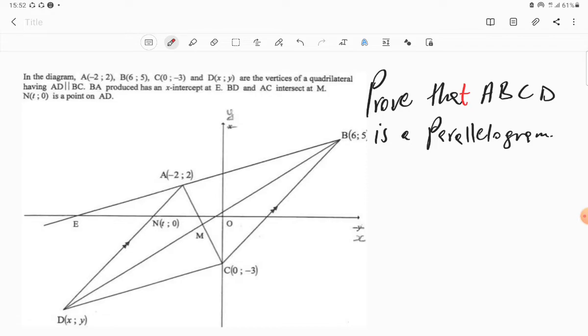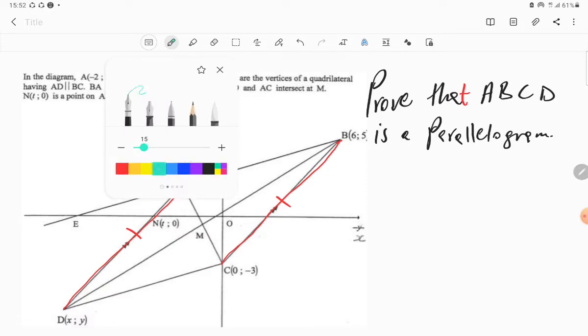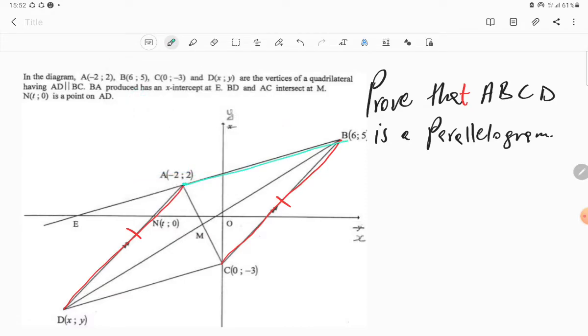So for this one, we can see that DA or AD is parallel to BC. This is what is given. But in a parallelogram, we know that two pairs of opposite sides must be parallel. So we only have one pair now, and we cannot conclude that two pairs are parallel without proving the other pair.